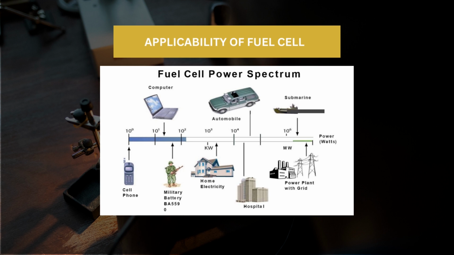Fifth, we have efficiency. Fuel cells are known for their high efficiency, especially in converting chemical energy into electricity. The power spectrum often includes a range of power output while maintaining a high level of efficiency. Sixth, we have transient response. Fuel cells can have varying transient response, which refers to their ability to respond quickly to changes in power demand. Some fuel cells may have faster transient response suitable for applications like electric vehicles, while others may be better for steady state power generation.